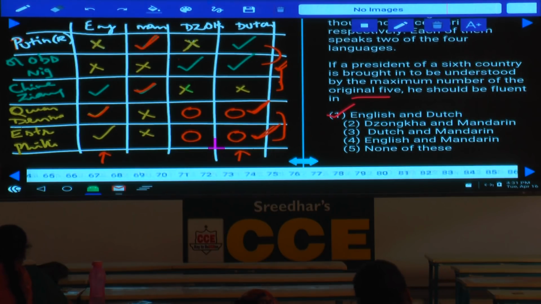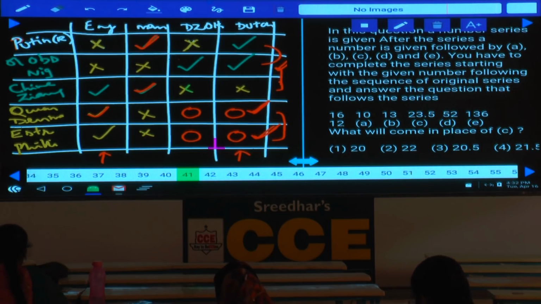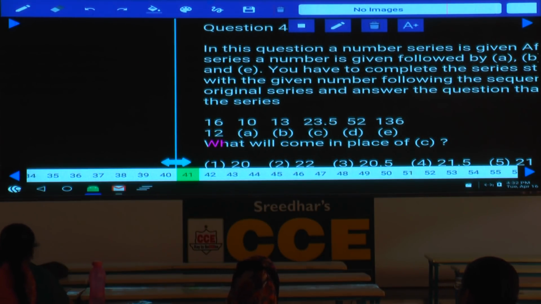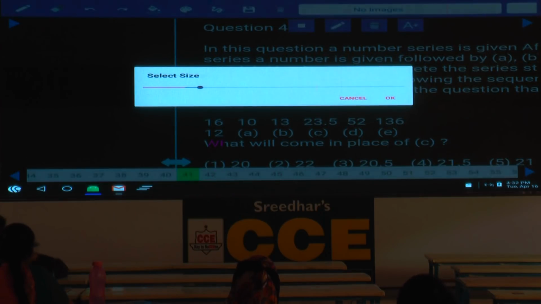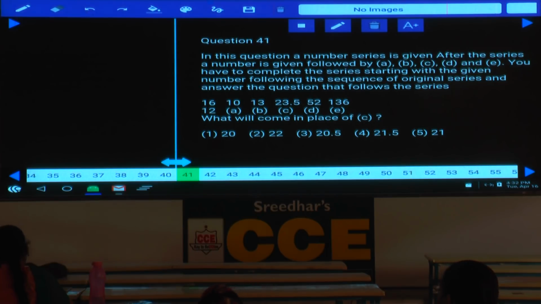41 to 45. Now 41 to 45 number series. Now in this number series, it comes under which category? 2-row number series, isn't it? Now in this question a number series is given, and after the series a number is given followed by A, B, C, D and E, and you have to complete the series starting with the given number, following the sequence of the original series, and answer the question that follows the series, isn't it? That means 2-row number series, out of which the same logic should be applied to the second one by starting with the next number. Then 16, 10, 13 and so on.